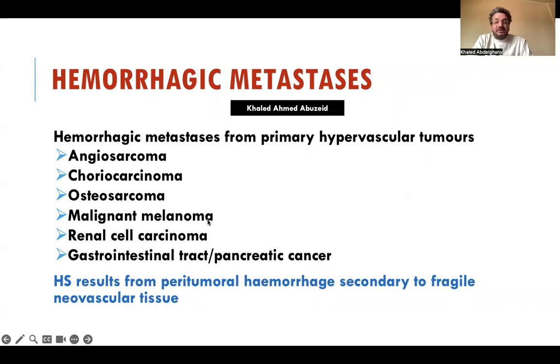And in our case, the patient was known to be malignant melanoma.